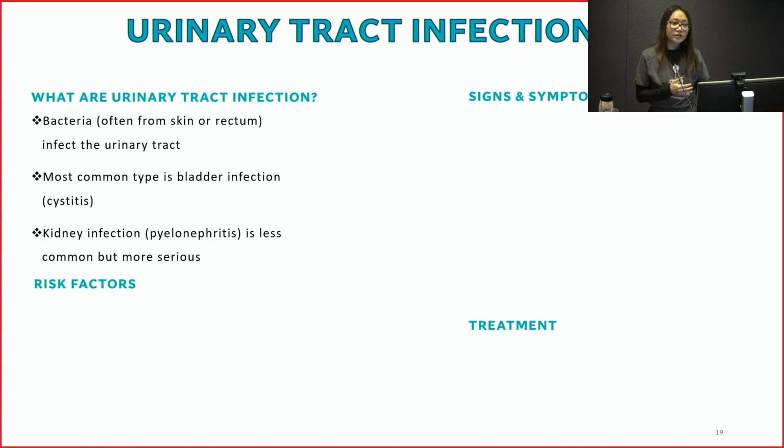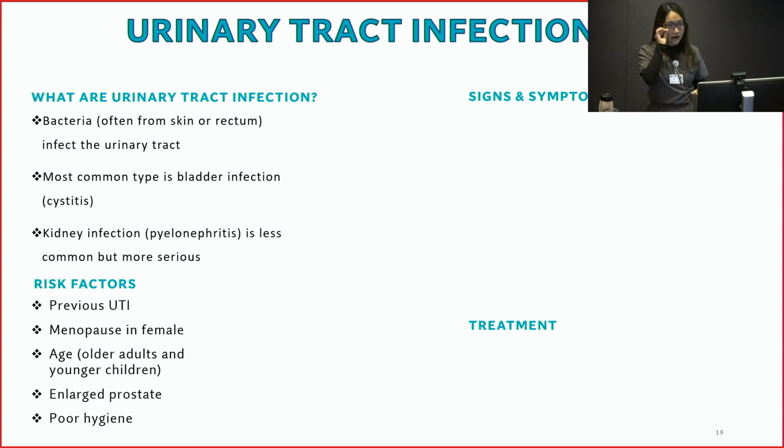Other type of infection is called the kidney infection, which is pyelonephritis, a really hard word. And it is less common, but when it happens, it's more serious than the bladder infection.